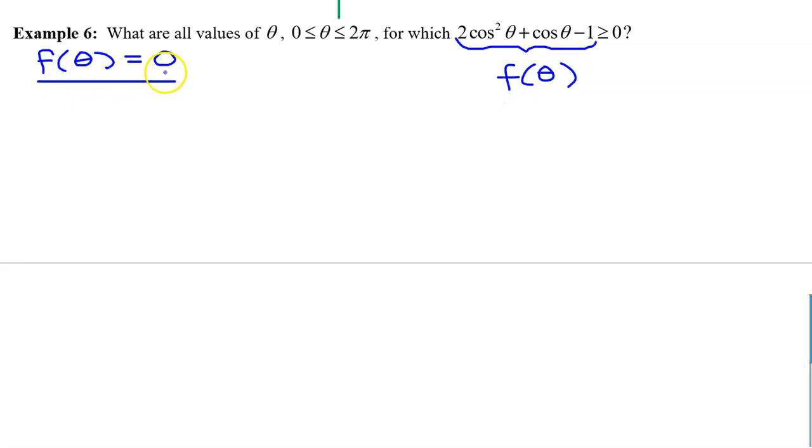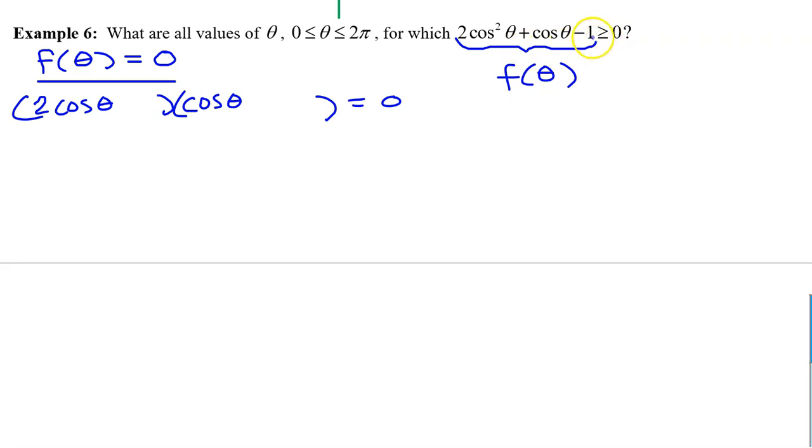To make our sign chart, we will need the values of theta that will cause f of theta to equal 0. As I copy down f of theta, I'm going to go ahead and write it in factored form and set it equal to 0. I like to start with the first term. 2 cosine squared theta can only factor as 2 cosine theta times cosine theta.